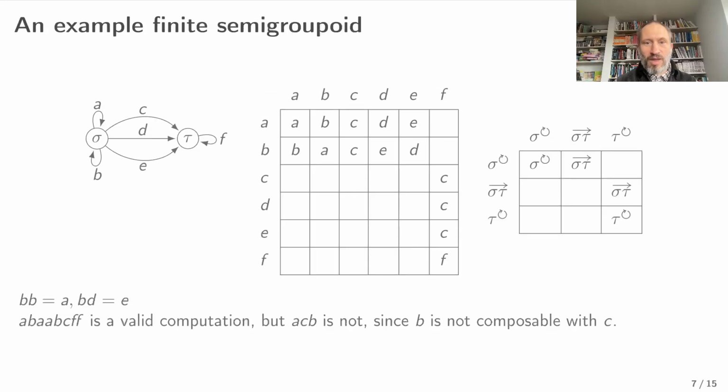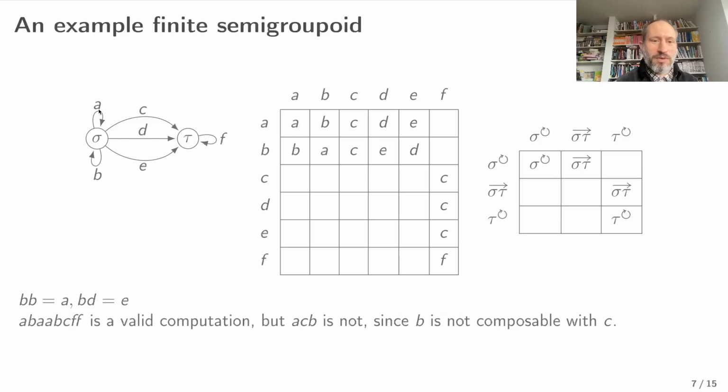But well, let's move on and have an example of a finite semigroupoid. Normally in mathematics we would start with the abstract definition, but since this is a very short introductory video, let's have an example. Basically, a finite semigroupoid is just a bunch of objects, these sigma and tau, which we also call types, and we have arrows between them. And how do they behave? Well, they can be composed.